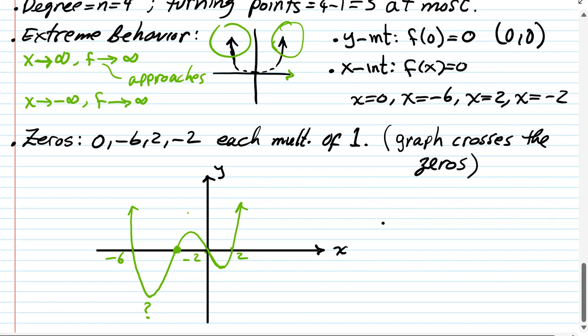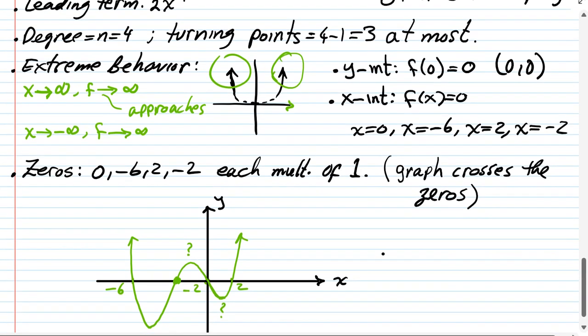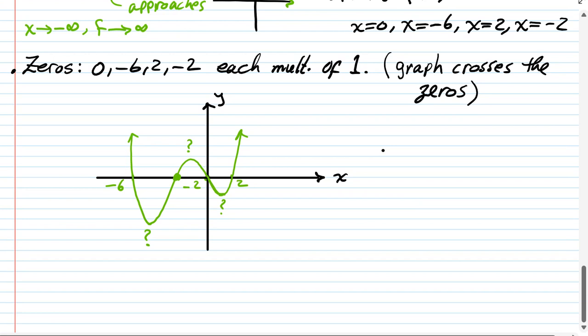I don't know the low point, the high point, and the low point. Now look at turning points. Turning points, remember, at most 3, we set up there. And we do have indeed exactly 3: 1, 2, 3 turning points. These peaks and valleys, we'll find the coordinates in first semester calculus.